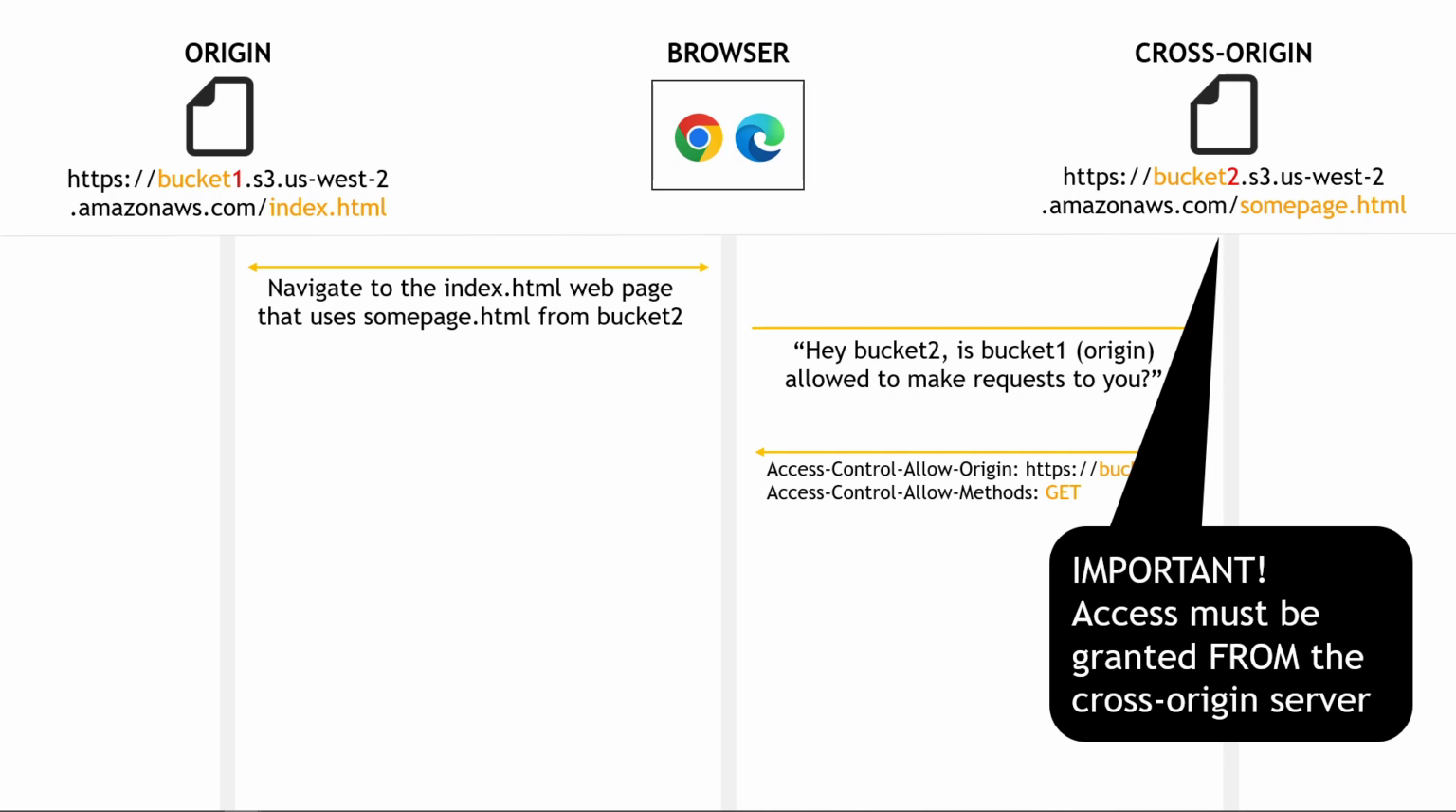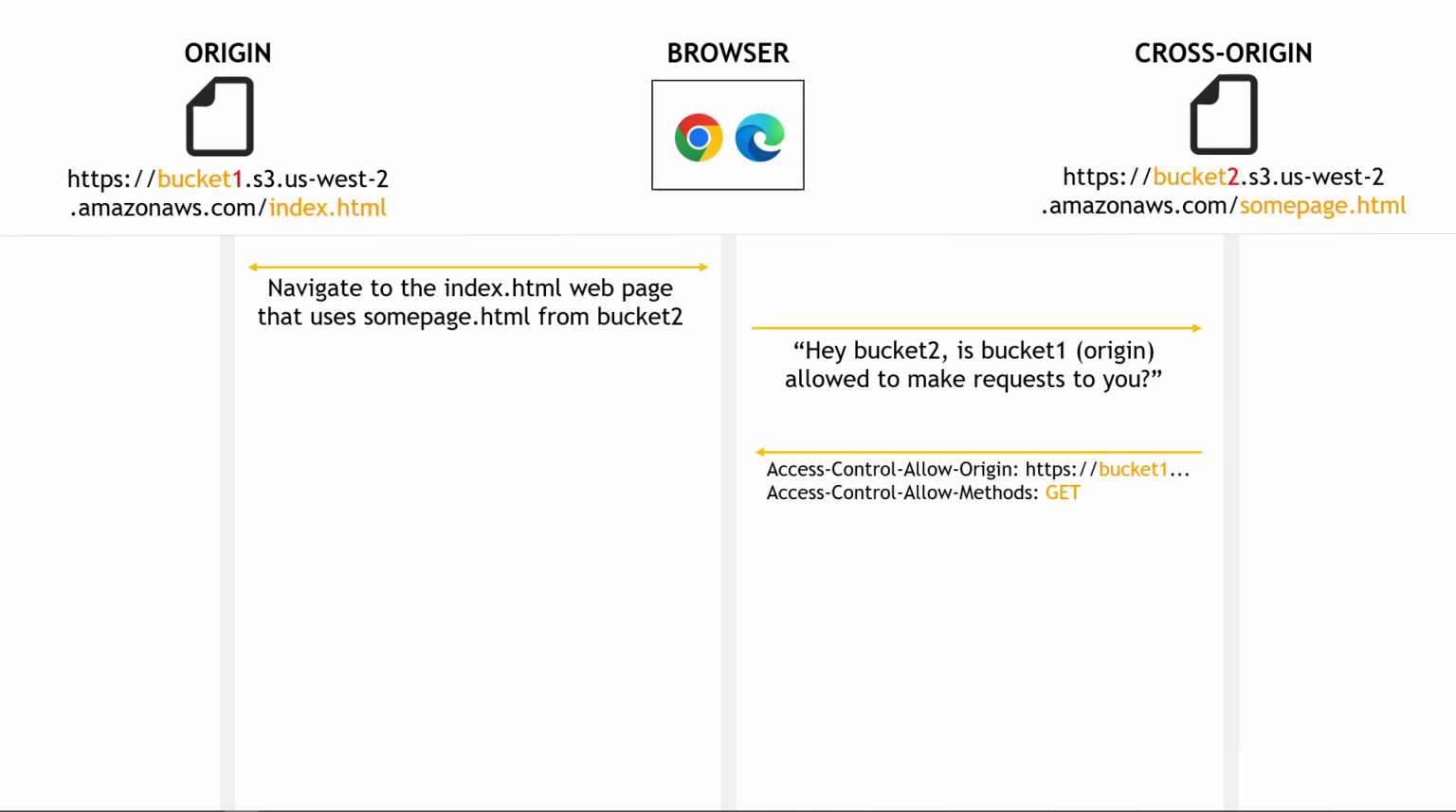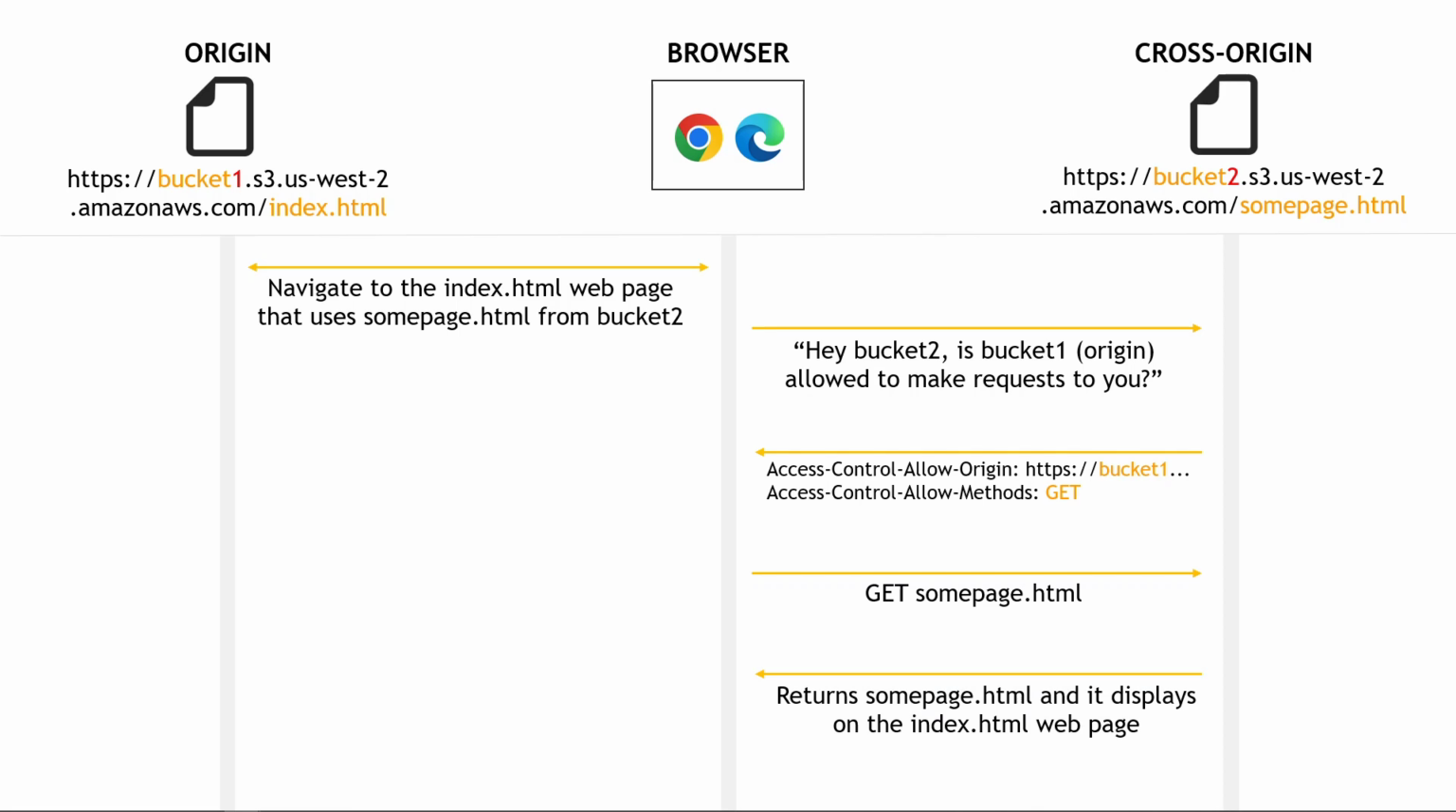So on Bucket 2, we're saying, yes, Bucket 1 is allowed to make requests and interact with us. And hopefully that just intuitively makes sense. You wouldn't want Bucket 1 to be able to grant itself access to any random server. Oh, I want access to Bucket 3 and Bucket 4 and whatever else. The destination server, Bucket 2 in our case, should have to explicitly grant access to the resources that live on it. So once we've said that yes, Bucket 1 is allowed to access resources on Bucket 2, then the browser will send the GET request for somepage.html. Bucket 2 will then return somepage.html, and it'll display on the index.html page that we initially requested.